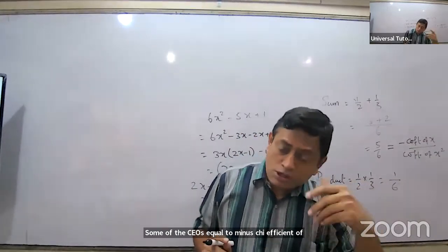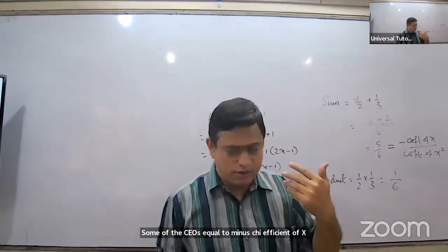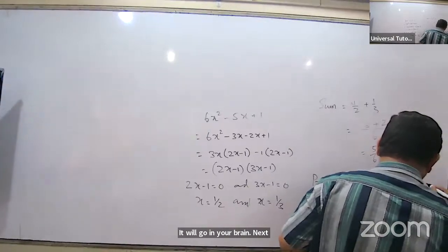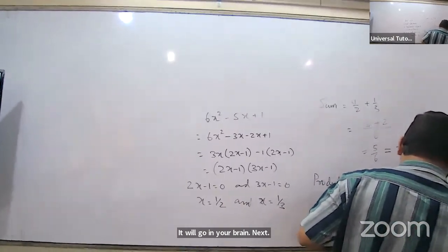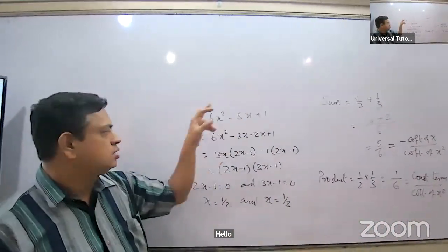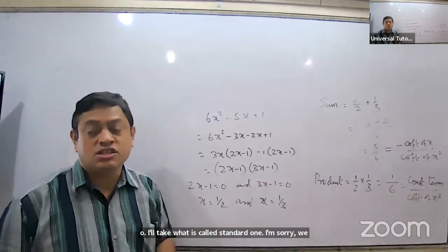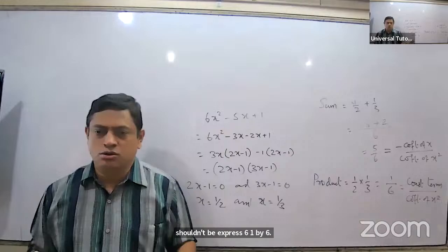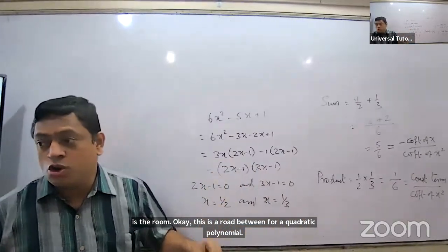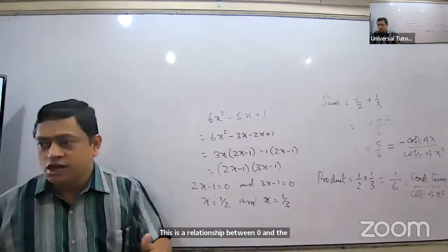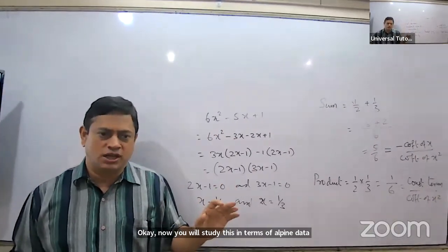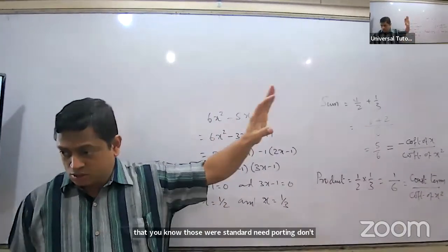When I write on the board itself, you repeat it yourself 2-3 times and it will go into your brain. Next, the product of the zeros is equal to the constant term divided by the coefficient of x square. Now check: the constant term is 1 and the coefficient of x square is 6, so 1 by 6. This is the rule, the relationship between the zeros and the coefficients for a quadratic polynomial. Now you will study this in terms of alpha and beta. Those who don't know what alpha and beta are, I will tell you. So this has to be learned.